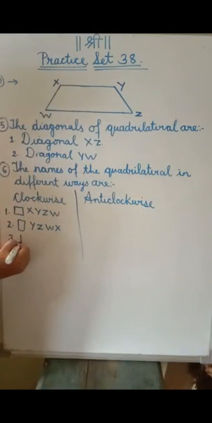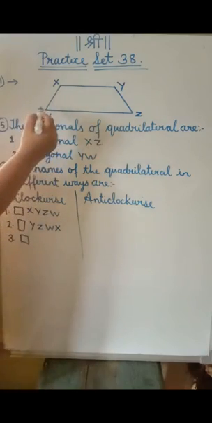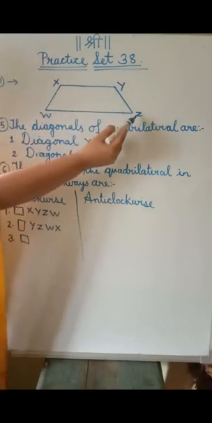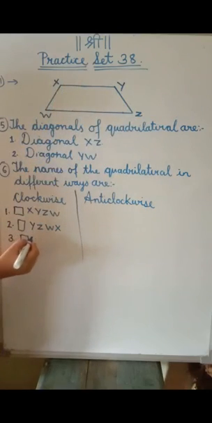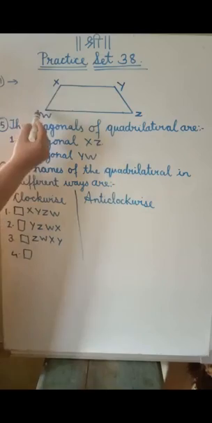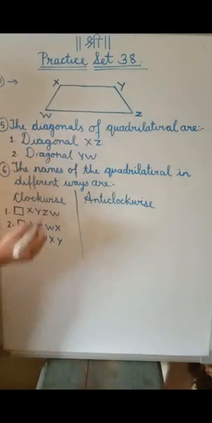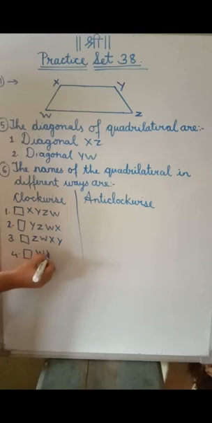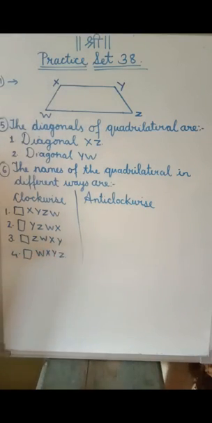Next, third quadrilateral ZWXY. And the fourth quadrilateral WXYZ. So these are the 4 names in clockwise direction.